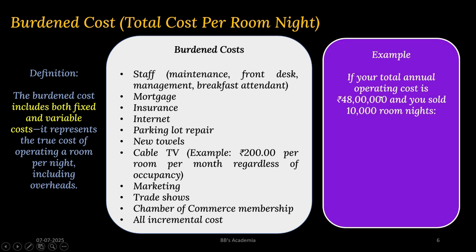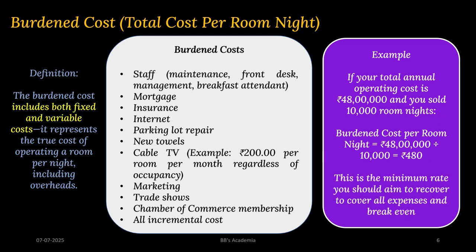If your total annual operating cost, including variable and fixed costs, is 48 lakhs, and you sold 10,000 room nights, then your burden cost per room night will be 48 lakhs divided by 10,000 room nights, that is rupees 480. What does it mean? This is the minimum rate you should aim to recover to cover all expenses and break even.